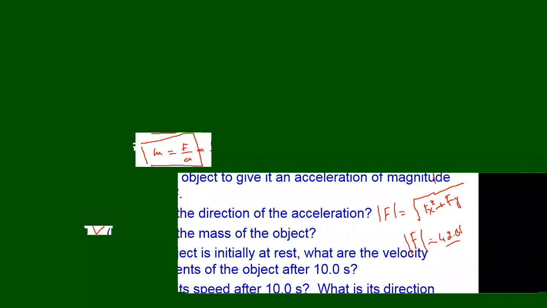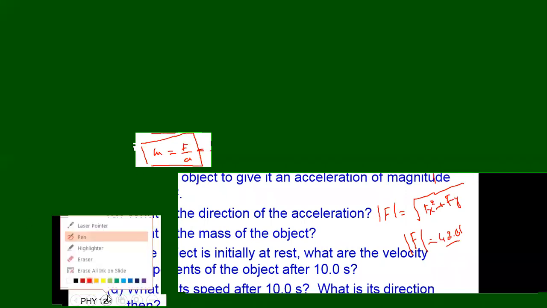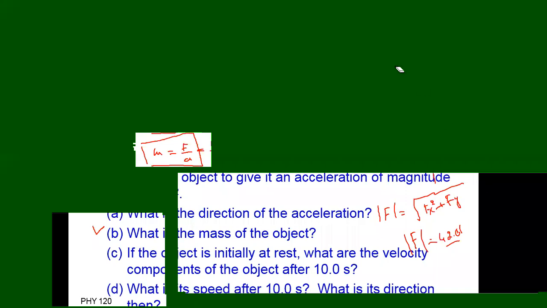Now, the third one is part C. If the object is initially at rest, what are the velocity components of the object after 10 seconds? So we need the final velocity after 10 seconds, and then we need its x component and y component. How to find components? I can solve here.